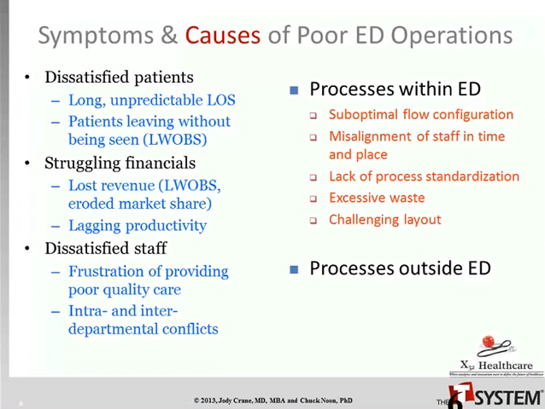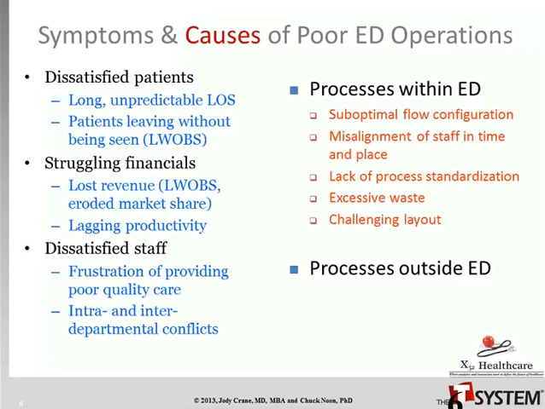Secondly is misalignment of staff in time and place. What we have found is that there are some emergency departments that have very good designs as far as flow and really good on-the-ground processes, but their staffing shifts, for example, are misaligned with the demand by the patients. And so you get these chronic periods of real backlogs in the ER, and then other periods where things seem to flow very well.